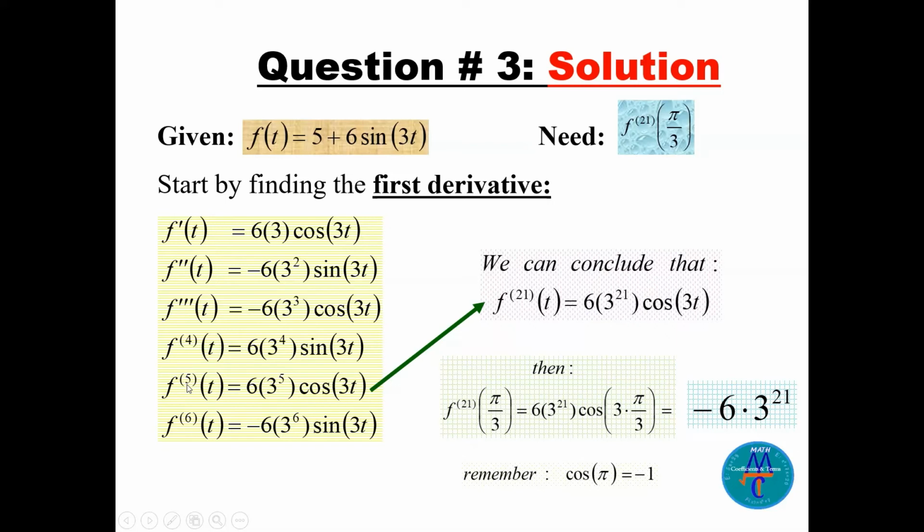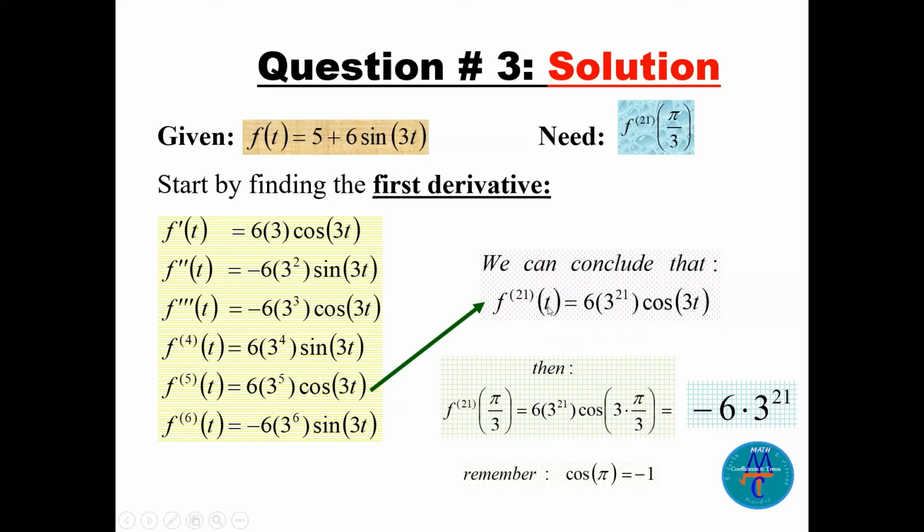So the fifth derivative will be 6 times 3 to the power 5 cosine of 3t. I need the 21st derivative of the function of t. So it will be 6 times 3 to the power 21 times cosine of 3t.